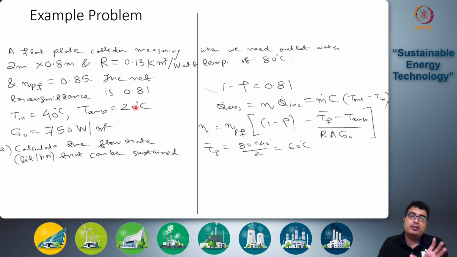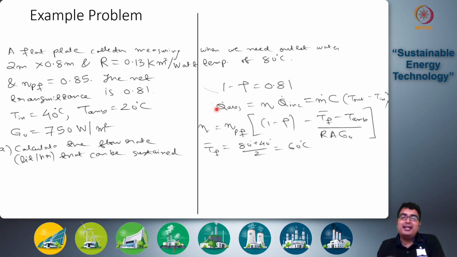So the inlet water temperature is 40 degrees. We want an outlet water temperature of 80 degrees. The ambient temperature is 20 degrees. The solar flux is 750 watt per meter square. The plate to fluid heat transfer efficiency is 0.85. The collector area is 2 cross 0.8. Collector resistance is 0.13. These are the values we know. The transmittance is 0.81, so 1 minus rho is 0.81.